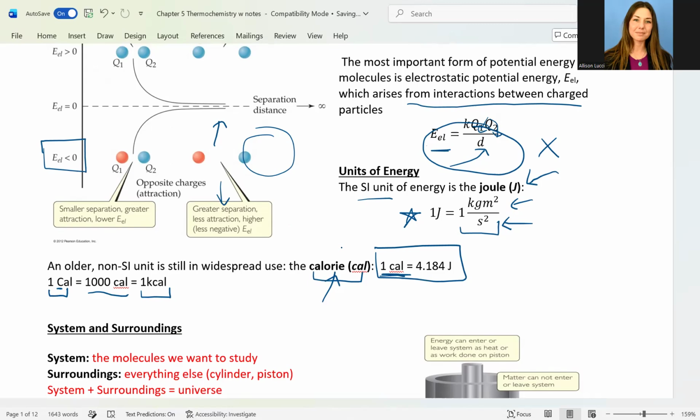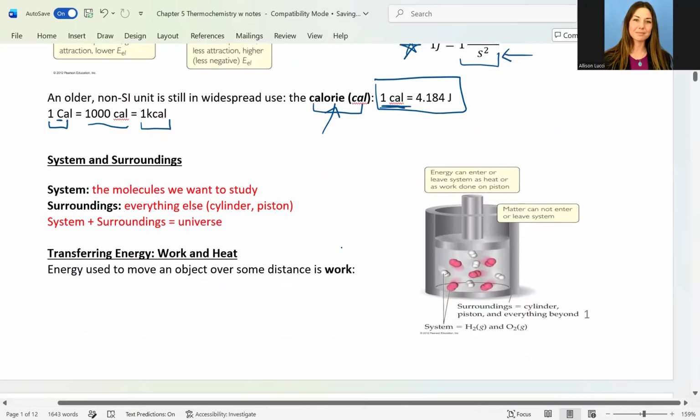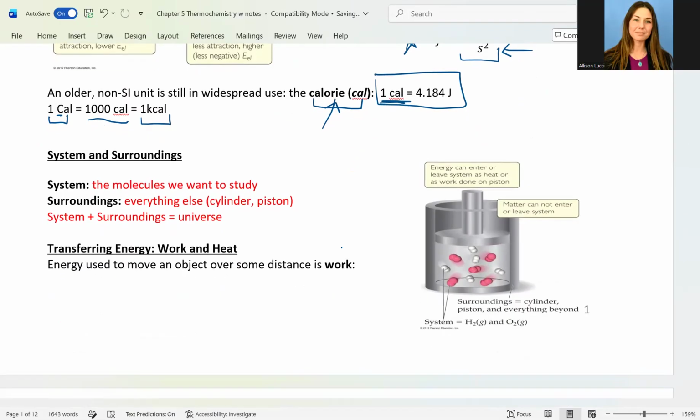The last topic we'll discuss here is what's referred to as the system and the surroundings. So the system that we're referencing here, these are the molecules that we want to study. And then the surroundings are simply everything else in the known universe. So such that when we add the system and the surroundings together, we equal the universe.